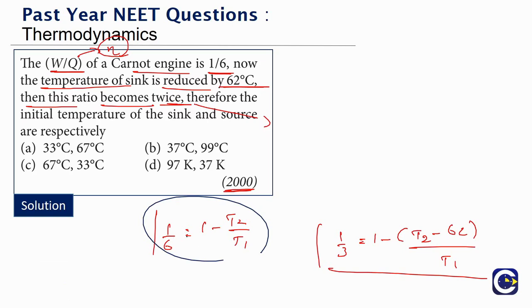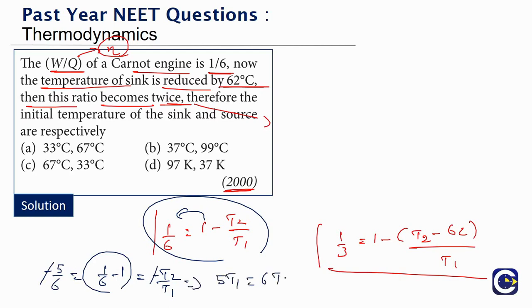First we will simplify equation 1. If you bring this 1 to the left side, 1 by 6 minus 1 is equal to minus T2 by T1. 1 by 6 minus 1 is minus 5 by 6. So minus 5 by 6 is equal to minus T2 by T1. The minus signs cancel, cross multiply: 5T1 is equal to 6T2. This is the modified equation. Let us keep it as equation 1.